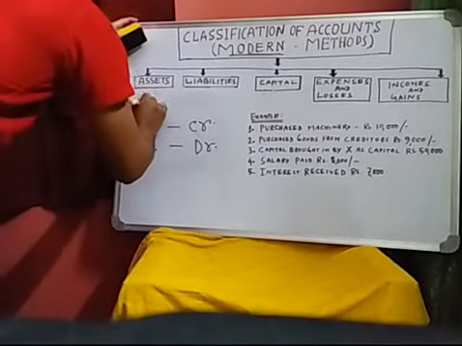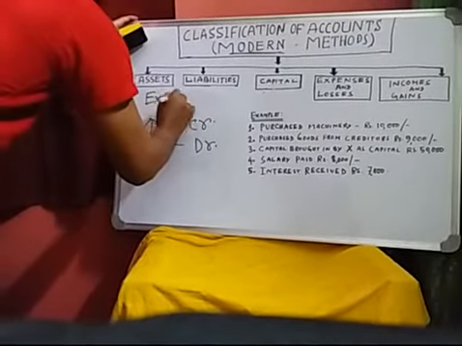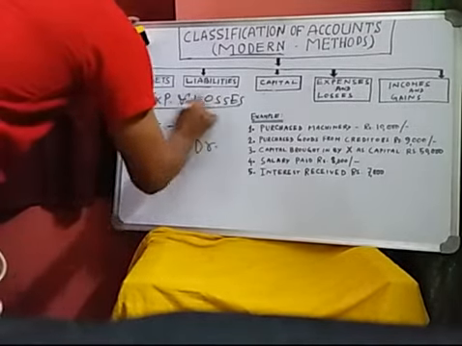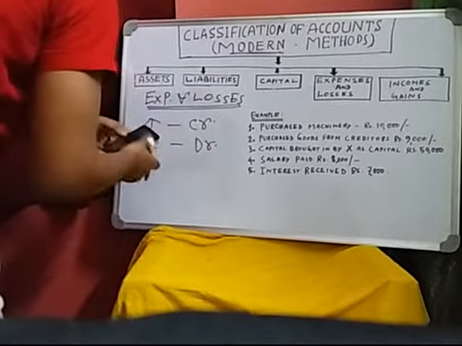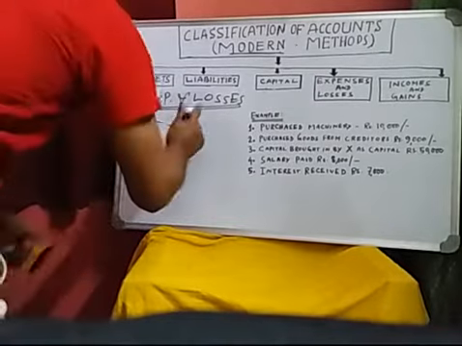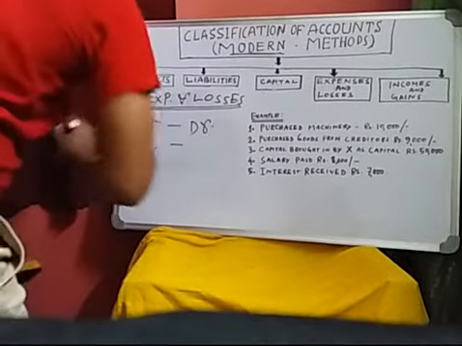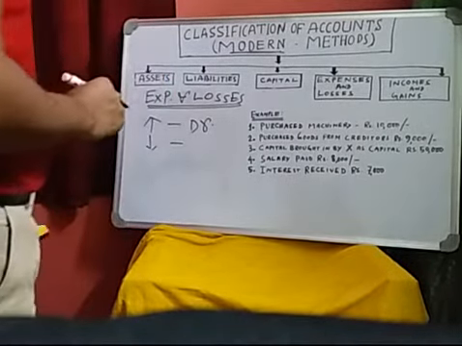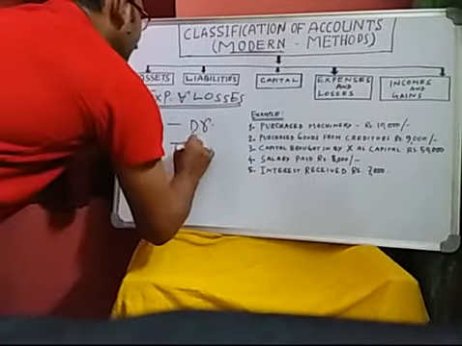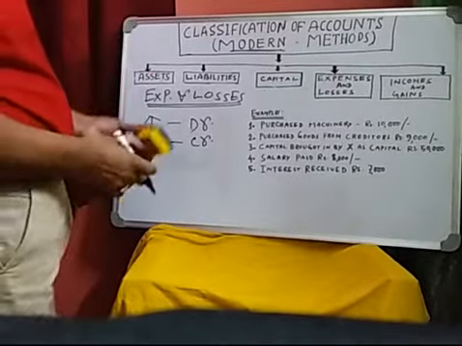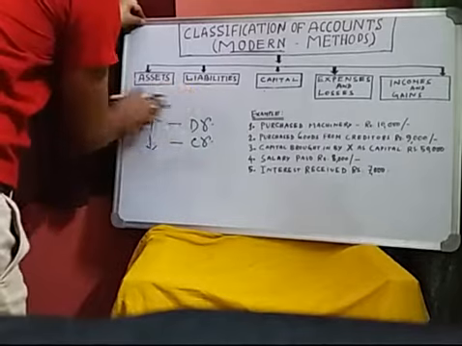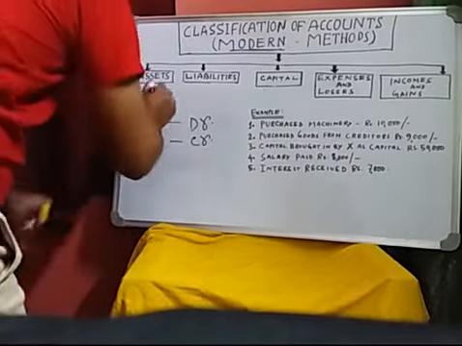Next one is expenses and losses. In the case of expenses and losses, when expenses and losses increase, it will be debit. Okay? And when expenses and losses decrease, it will be credit. Clear on this part?